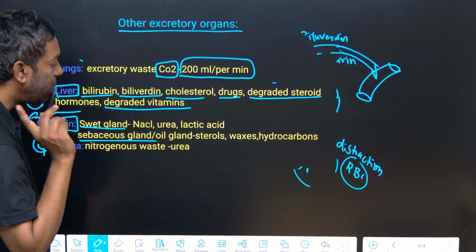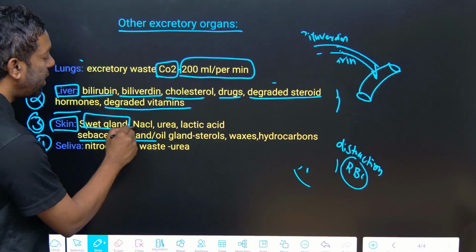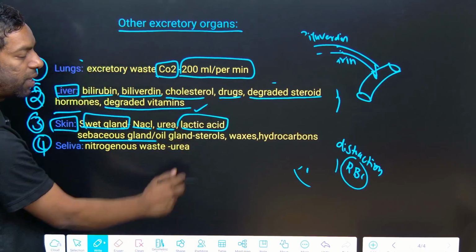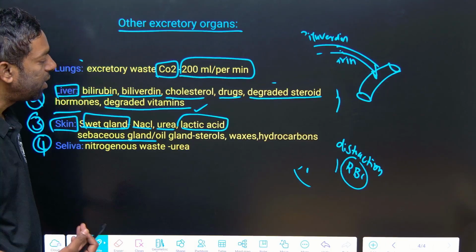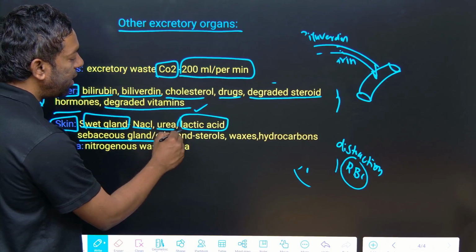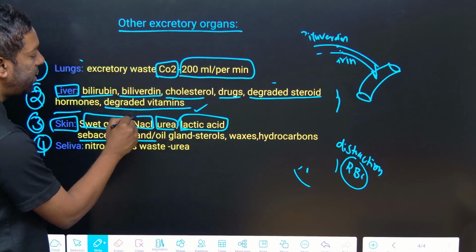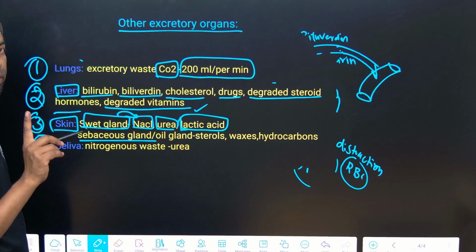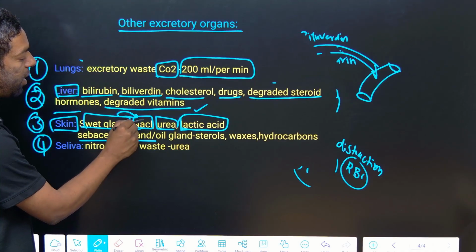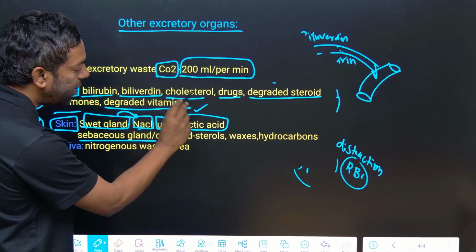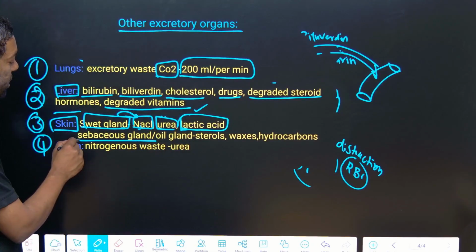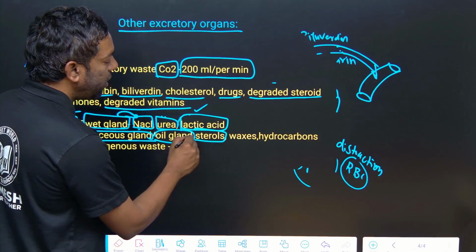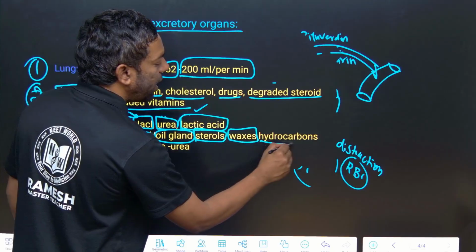This is the most important, don't confuse. Sweat glands excrete NaCl, urea and lactic acid, guys. They can misguide you by giving another name of acid, but it is lactic acid, urea and NaCl from sweat glands. Sebaceous glands are oil glands, they excrete sterol, waxes and hydrocarbons.